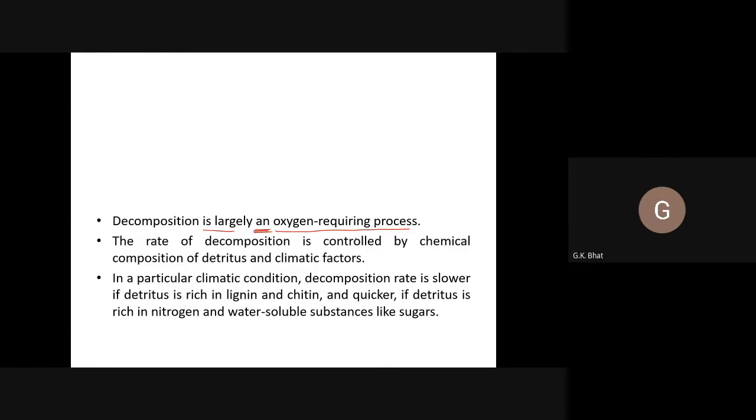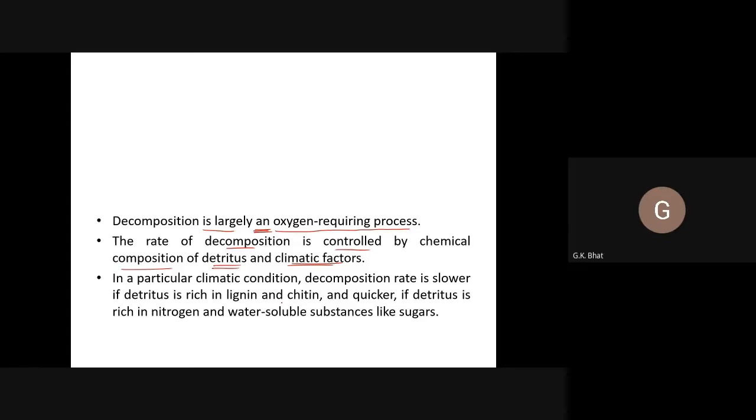Decomposition is largely an oxygen requiring process. Remember, the rate of decomposition is controlled by the chemical composition of detritus and climatic factors. Dead bodies of all animals and all plants do not undergo decomposition at the same rate. Decomposition requires oxygen, and it always depends on the composition of the detritus. Detritus is the raw material for decomposition.